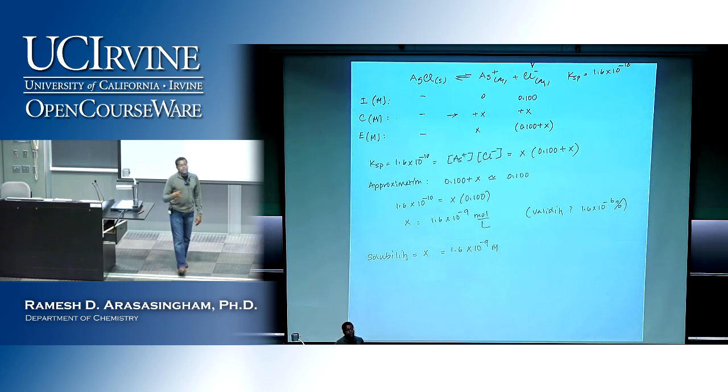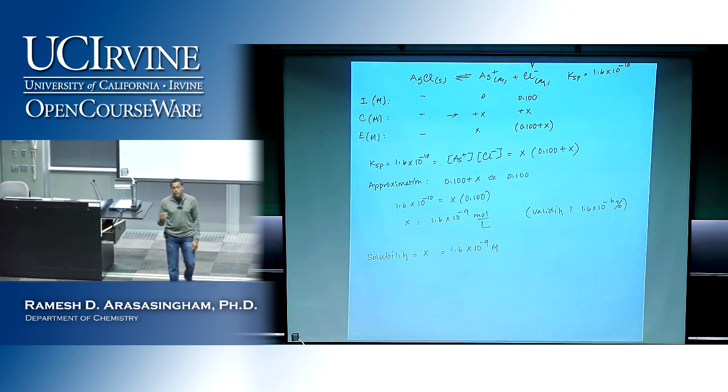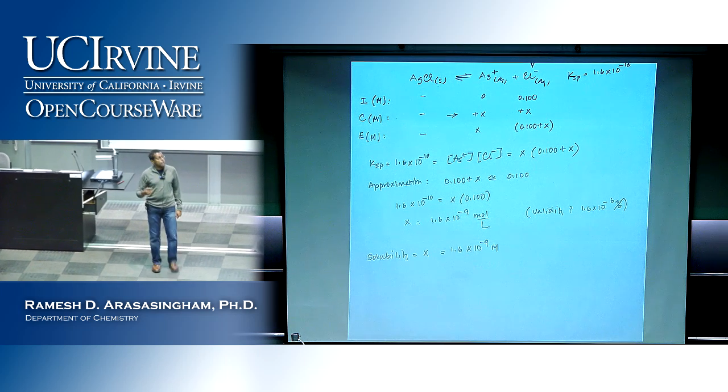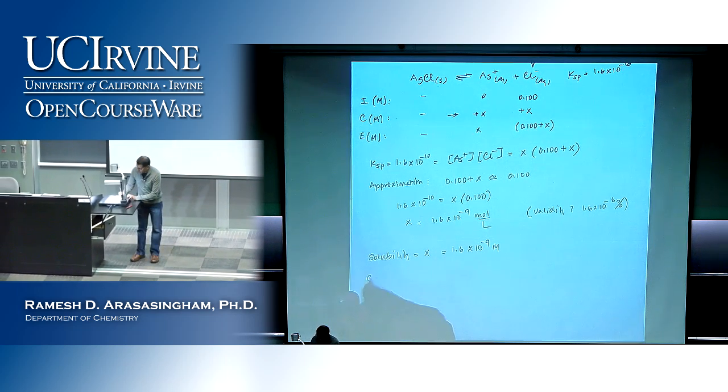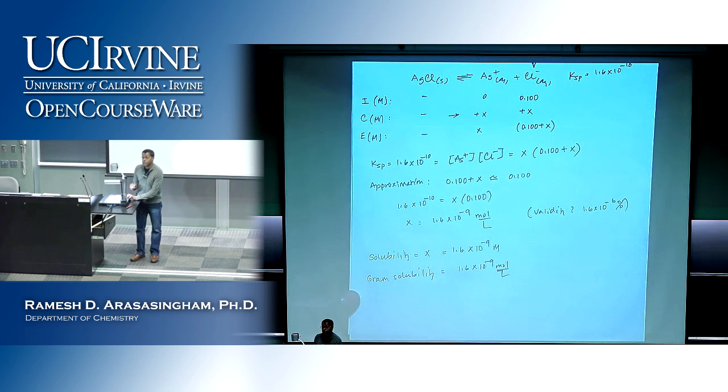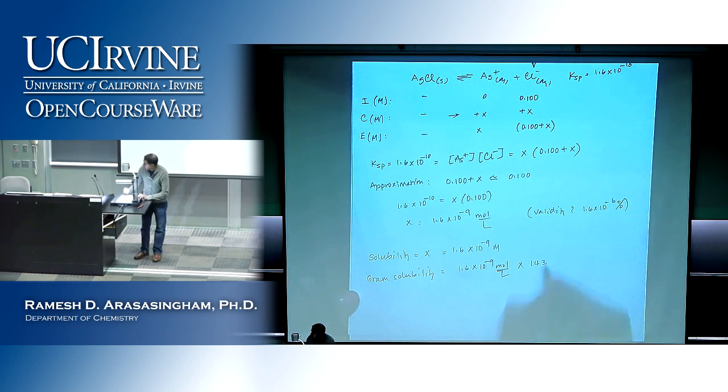In this case, they haven't asked us to calculate gram solubility, and if they don't ask you, you don't need to calculate it. But if you did, you would take the molar solubility, 1.6 times 10 to the negative 9 moles per liter, and convert moles to grams. That means I need to multiply by the molar mass, which is 143.3 grams of silver chloride per mole.